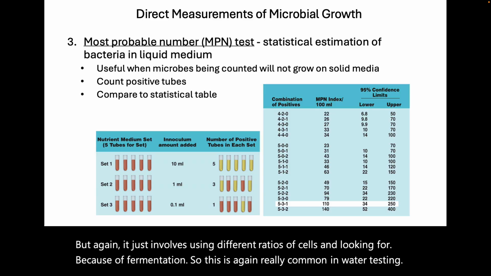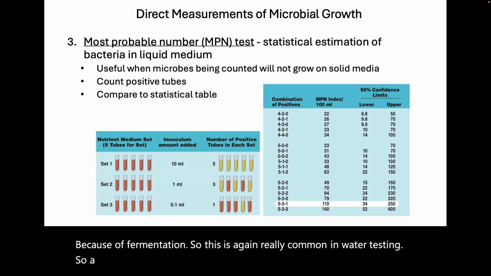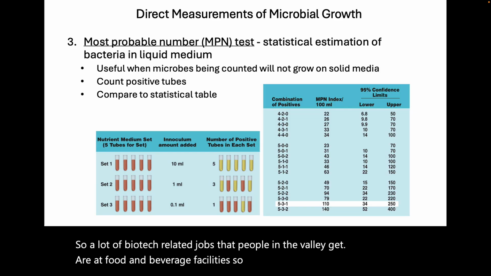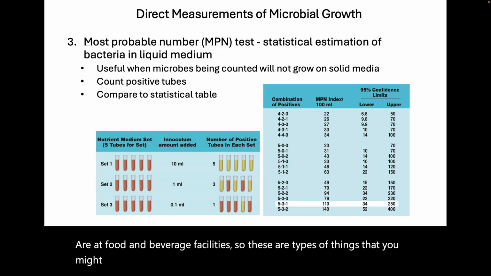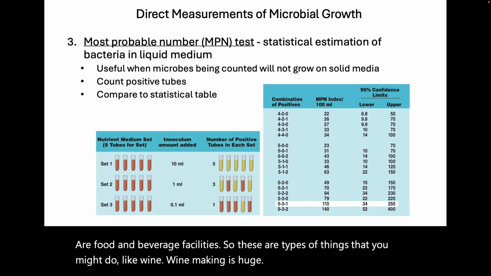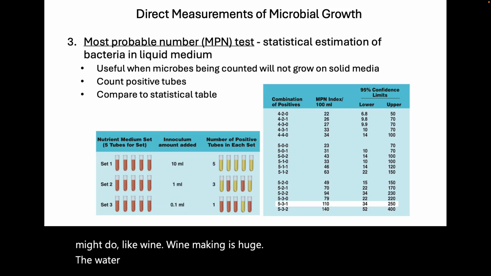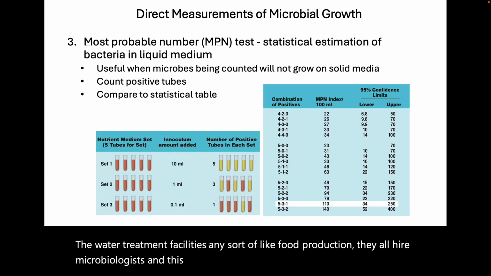So, a lot of biotech-related jobs that people in the Valley get are at food and beverage facilities. So these are types of things that you might do. Winemaking is huge. The water treatment facilities, any sort of food production, they all hire microbiologists. And these are the types of assays you do.